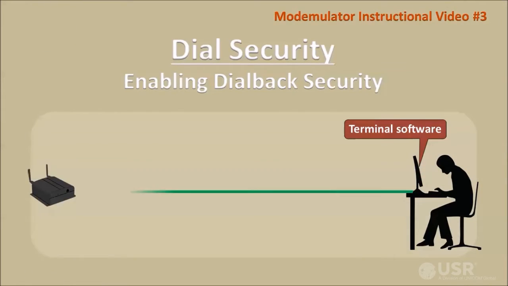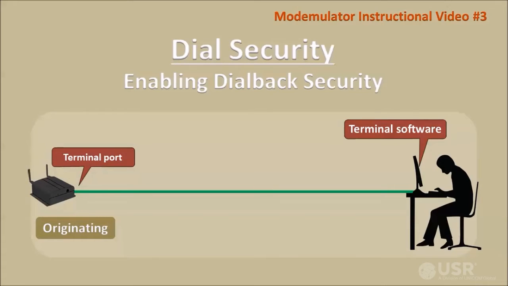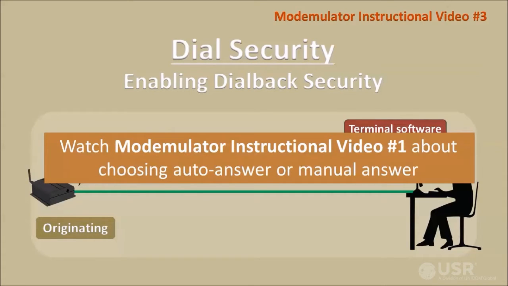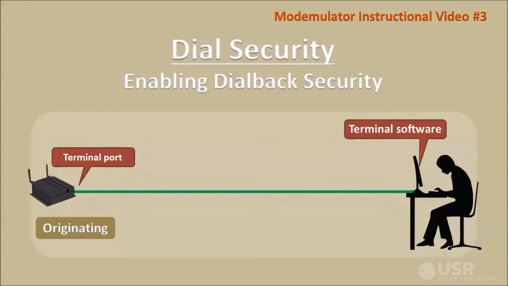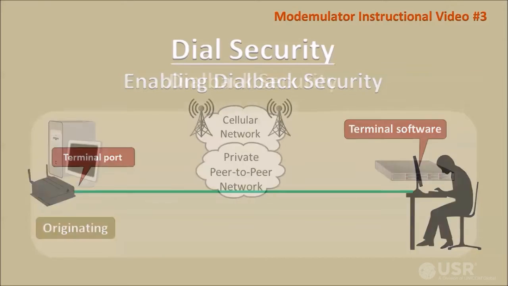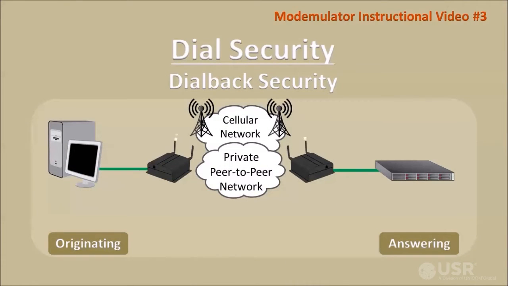Next, connect the terminal to the originating modemulator and configure the originating modemulator for auto answer or manual answer. Now that the answering modemulator is configured for Dialback security and the originating modemulator is configured to answer the dialback, both modemulators can be installed into the application.